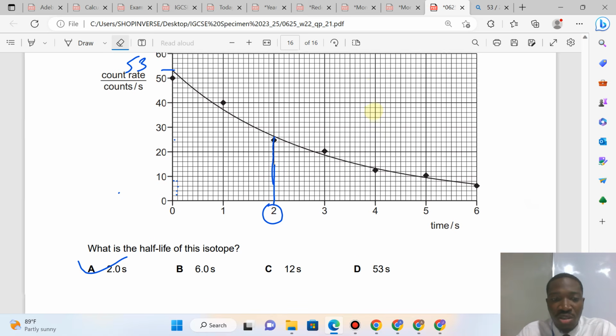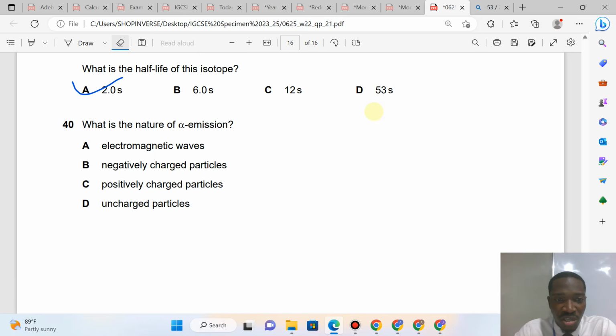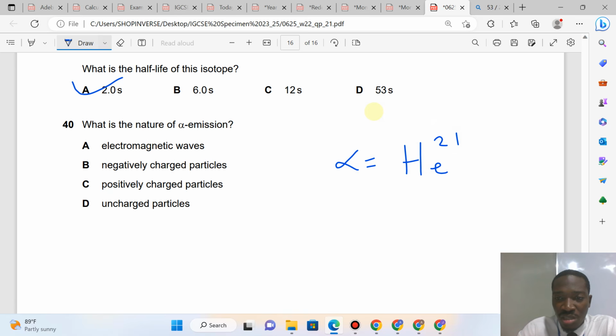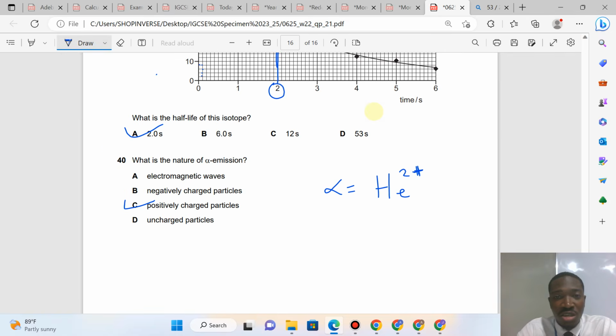So let's go straight to question 40. What is the nature of alpha emission? Alpha particle is a what? It is a helium nucleus, He 2 plus. That's helium that has lost 2 electrons. So let's see. Electromagnetic waves, no. Helium is not an electromagnetic wave. Negatively charged particles, no. They are positively charged. Positively charged particles, correct. Uncharged particles, that's not correct. So the correct answer to question 40 is C.